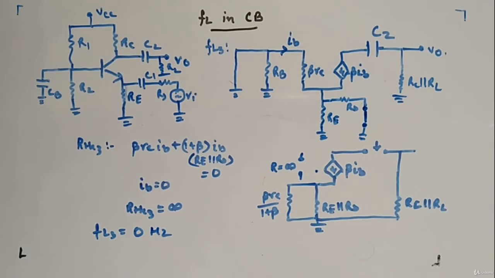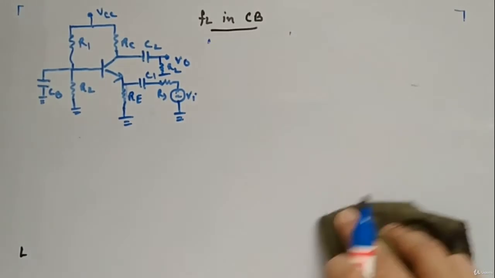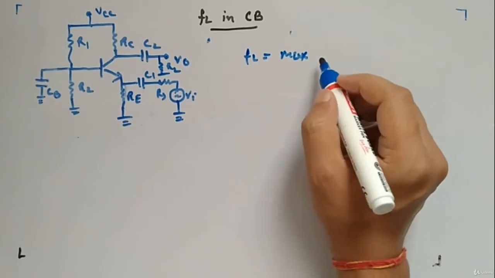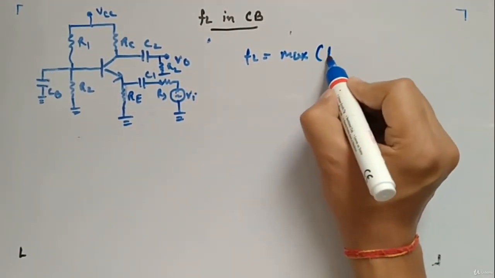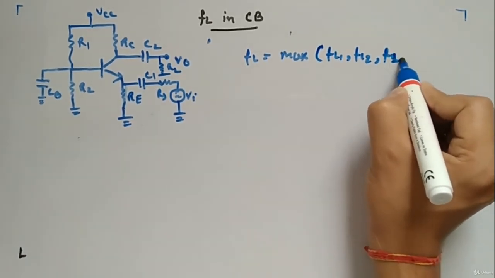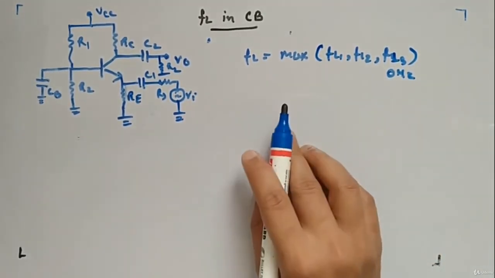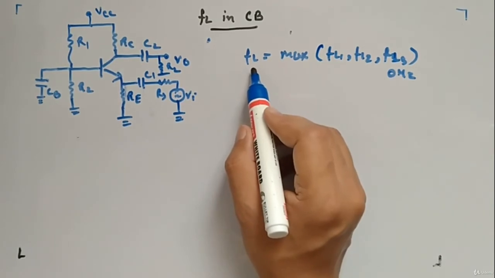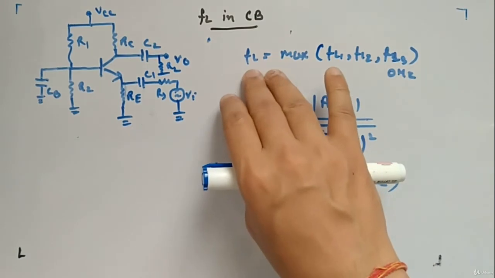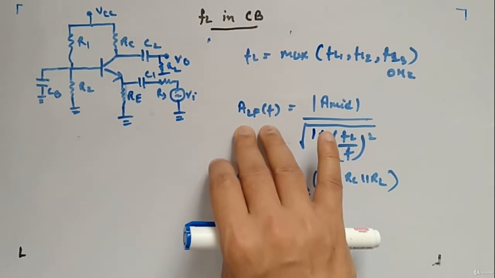Now you have all the FLs. So you calculate the maximum value of FL. FL will be equal to max of FL1, FL2, FL3, and this one is 0 hertz. Out of these, you have to pick the maximum one. Once you calculate the values of FL1, FL2, FL3, pick the maximum one; that will be FL.